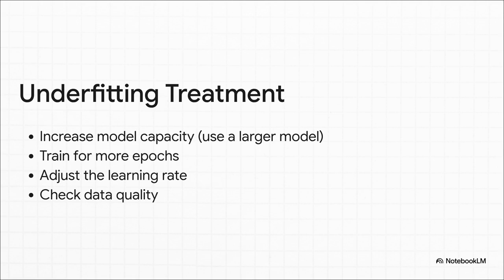So the treatment here is usually to give your model either a bigger brain or more study time. You can try using a larger, more complex model. You can just let it train for more epochs, more time. Sometimes adjusting the learning rate helps. And it's always a good idea to just double-check that your data itself is clean and pre-processed correctly.